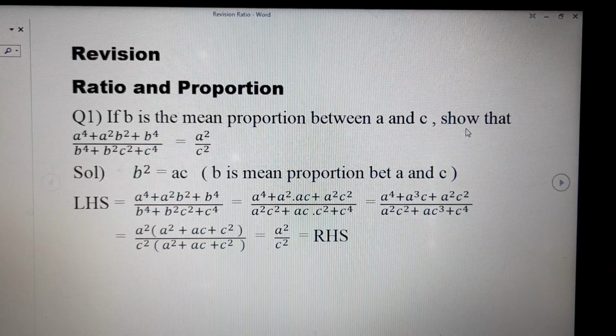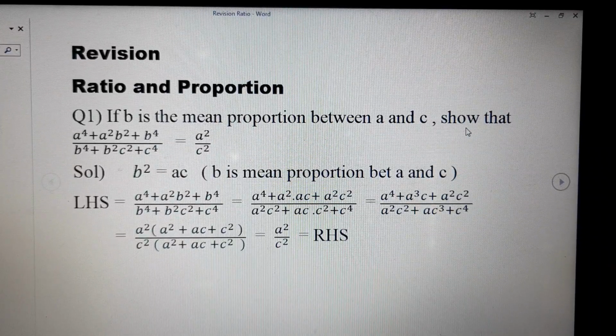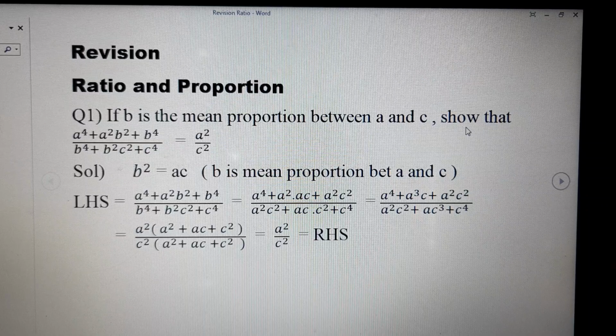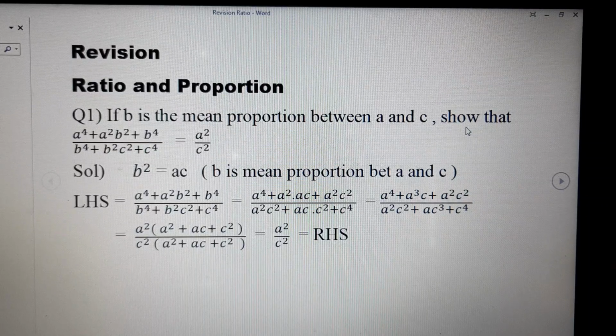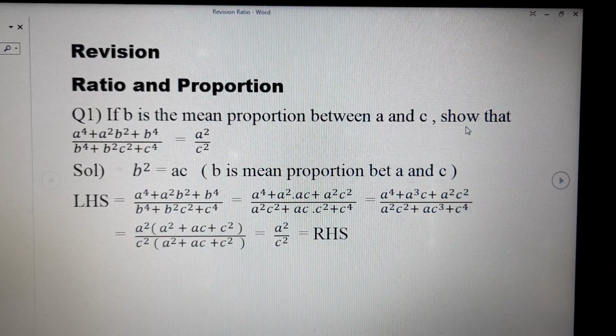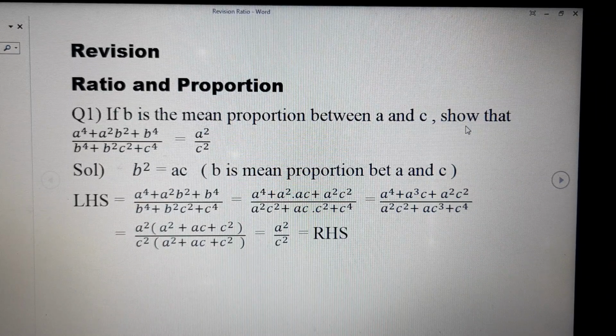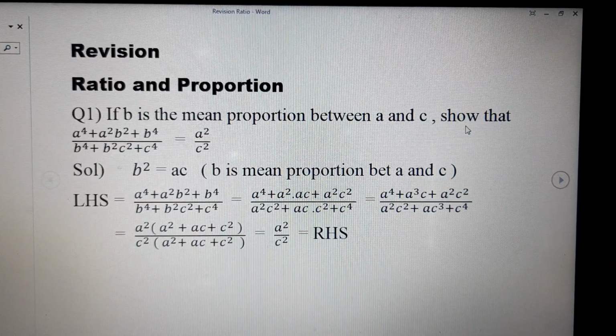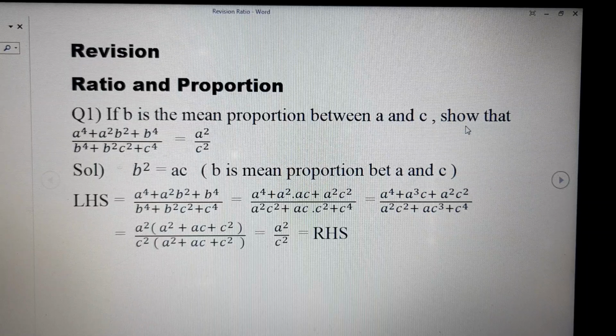Good morning, students. Today we are going to revise the chapter Ratio and Proportion. I'll be taking the questions of each and every kind which we have studied in this chapter, and we'll revise all the concepts here. So let us start with question number 1.